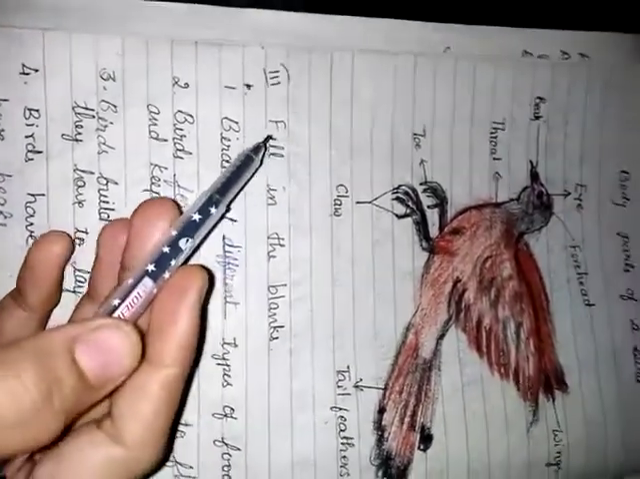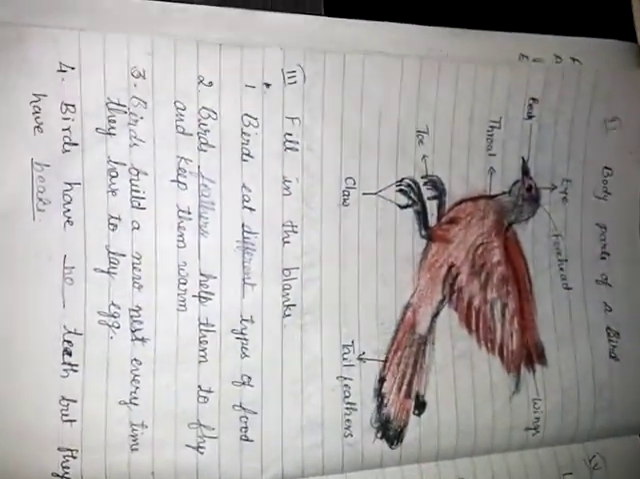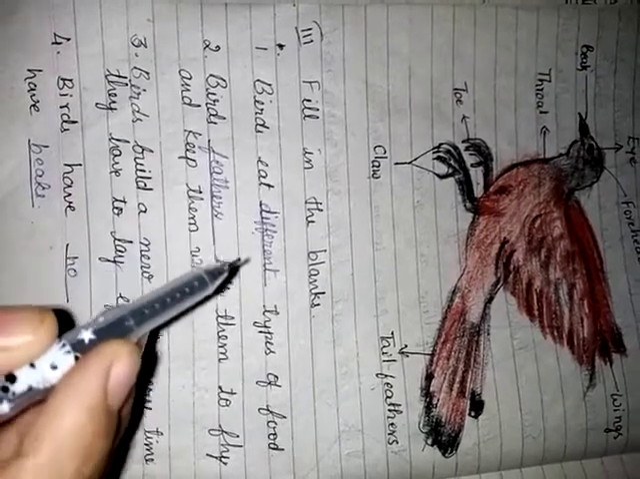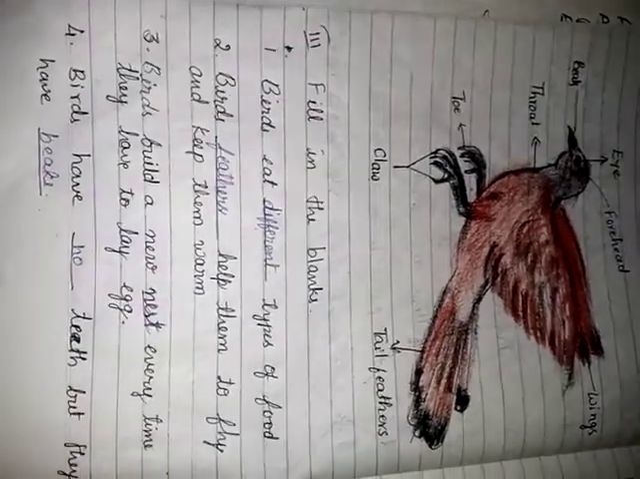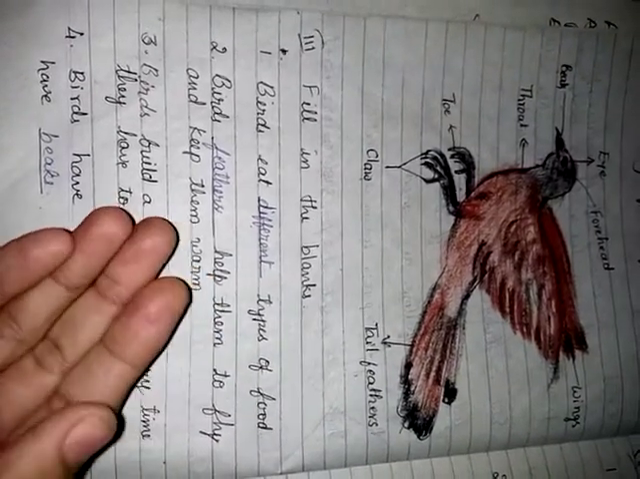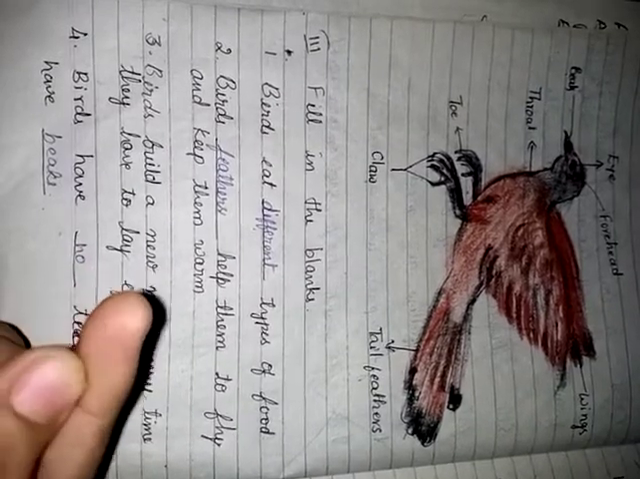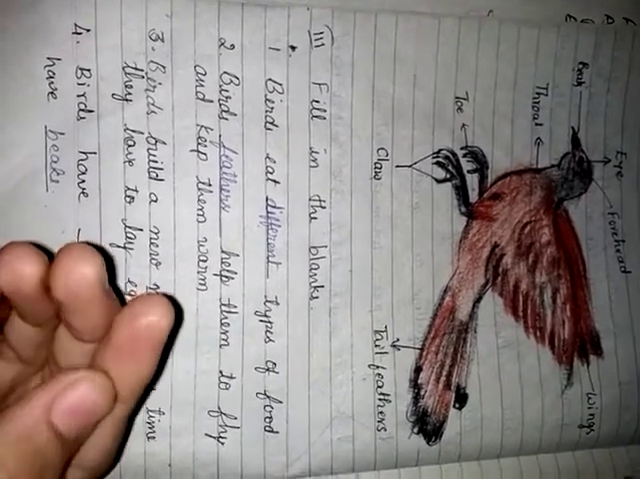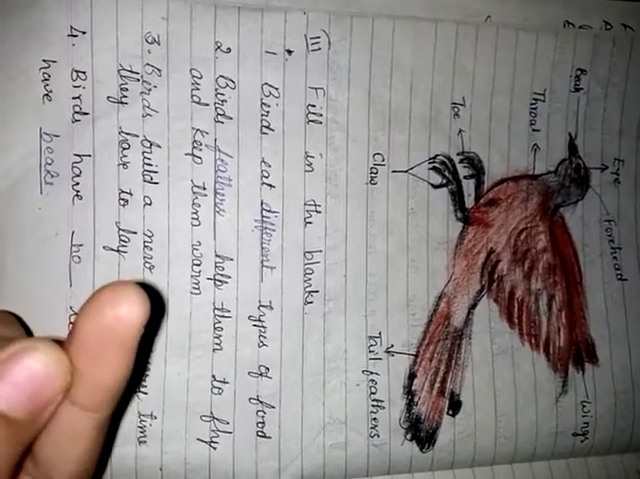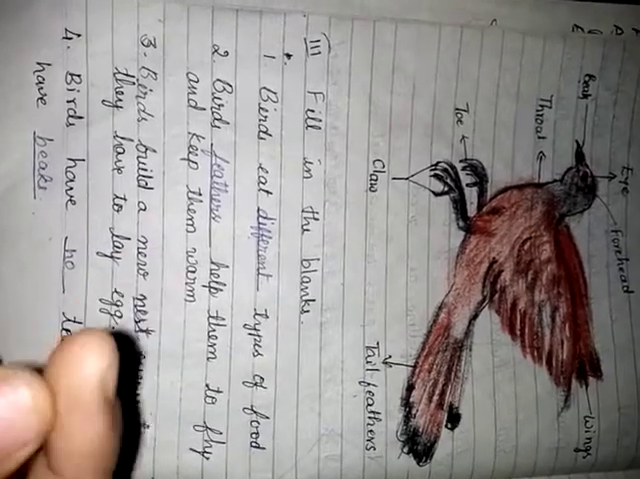First, Roman number 3, as Roman number 2 was the body parts of a bird. Now Roman number 3, fill in the blanks. Birds eat dash type of food. Birds eat different type of food. As I told you already, it depends on their beaks, the shape of the beak. Some birds have short and hard beaks like pigeon, sparrow, peacocks. They use their beaks for biting and cracking the seeds and nuts.